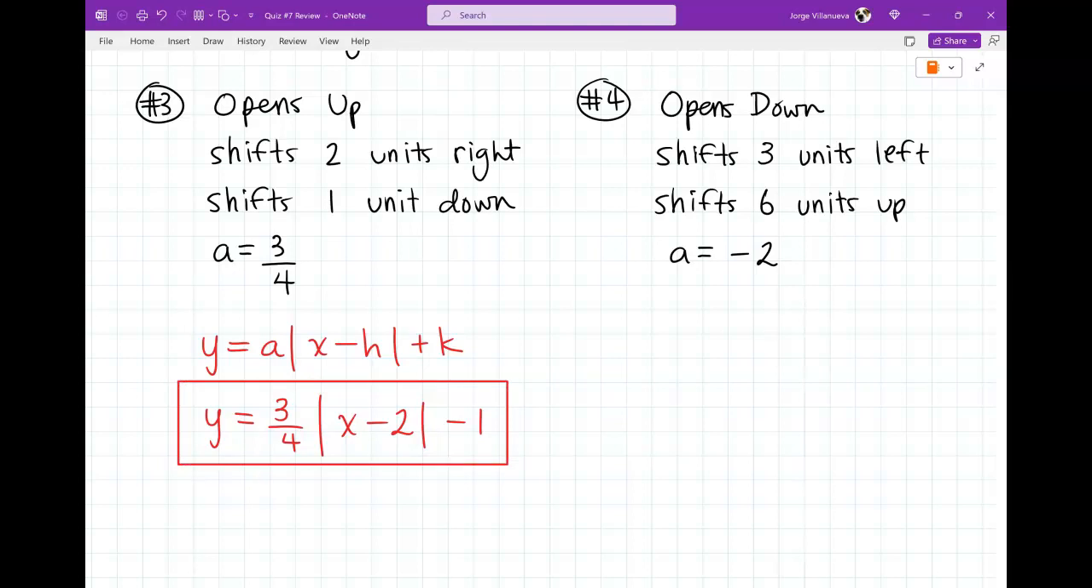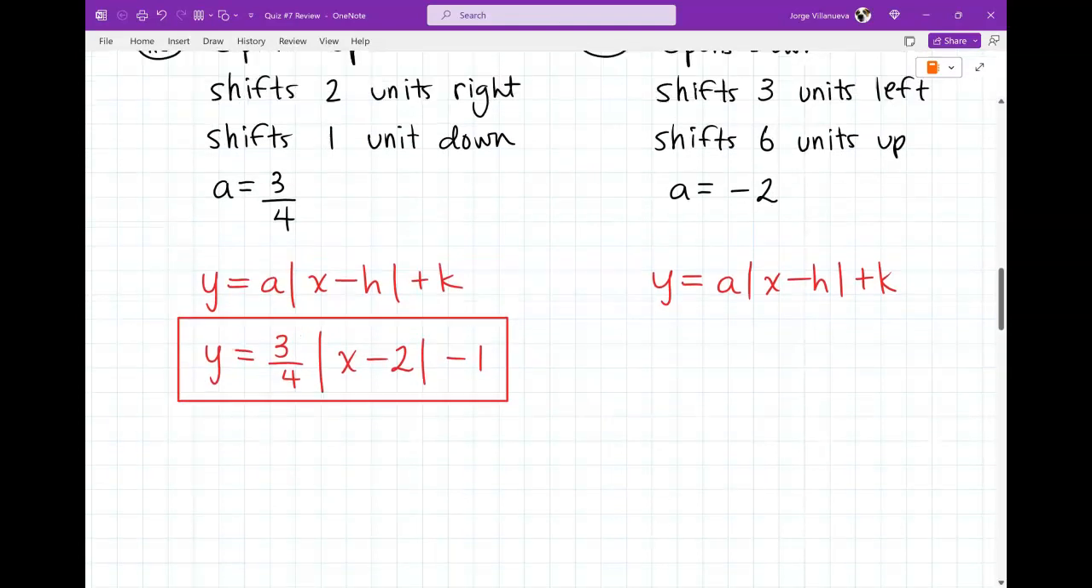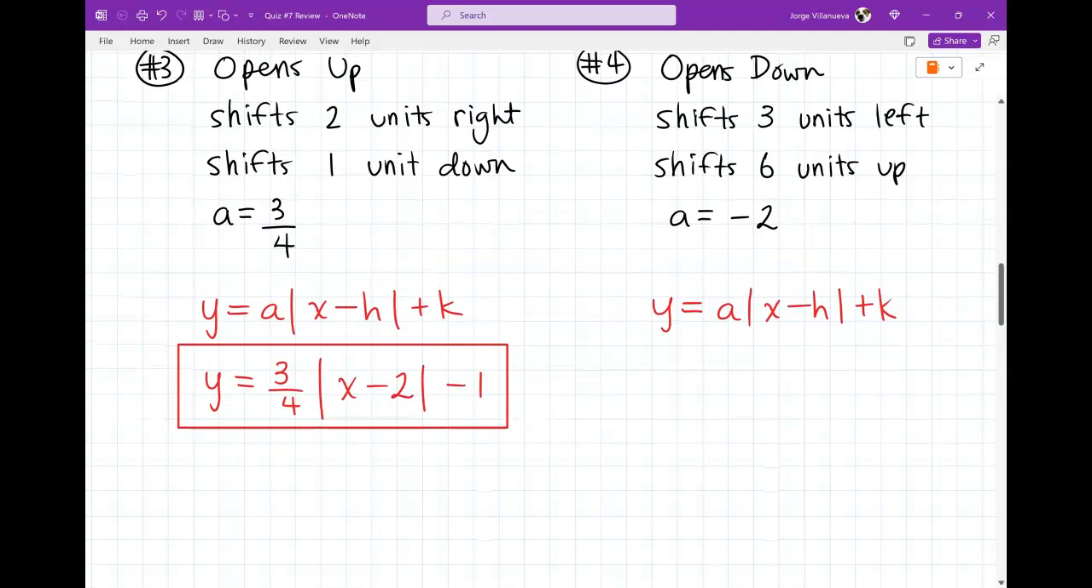Well, let's do the next one. It opens down, it shifts 3 units to the left, 6 units up, and a is -2. So I'm going to rewrite the equation. I'm trying to see if I can get you guys into the habit of doing the same thing I do, okay? It's beneficial to write these formulas down, because then you don't really have to memorize them. Your body already kind of knows what to do, right? So here we go. A is -2. It says it opens down. A is negative. That makes sense. So y is equal to -2.